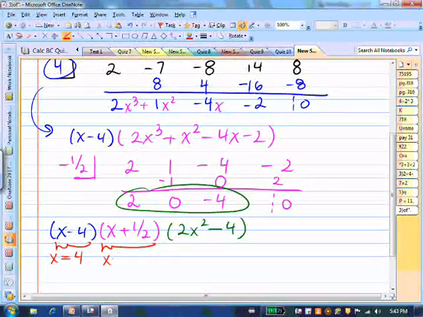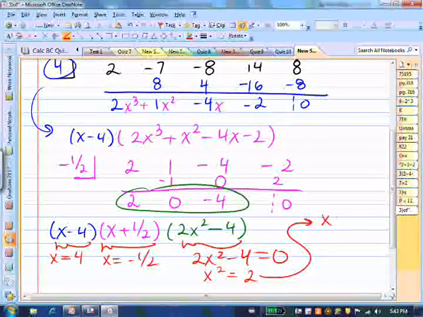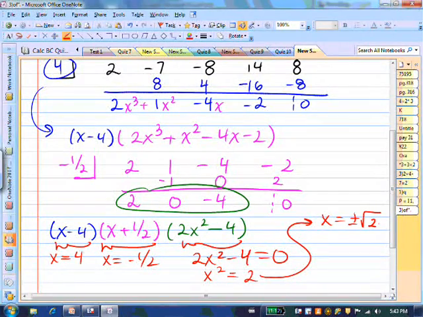So we know these answers because we already found them. This one, again, I can just hit 2x squared minus 4 equal to 0, and you can solve for it and show that x squared is equal to 2. So x is equal to plus or minus square root of 2. So you got 1, 2, 3 answers.